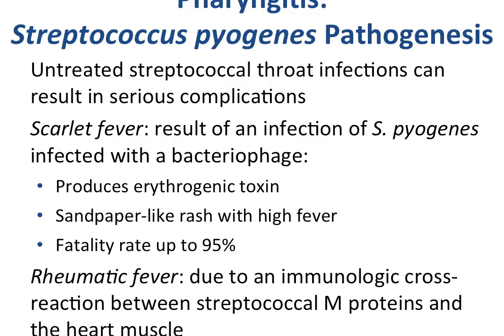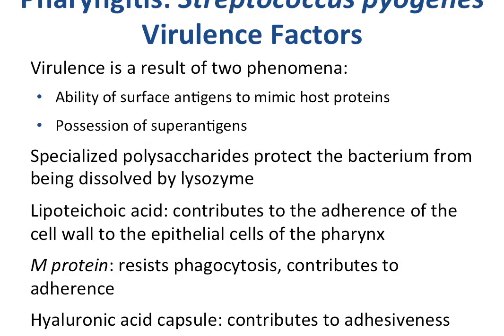This is an autoimmune disease because the bacterial M protein is similar to the heart muscle, so it causes heart inflammation. The M protein actually mimics heart muscle protein and can cause rheumatic heart disease.